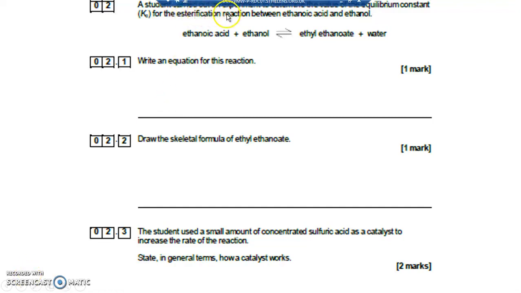Question 2, got an esterification reaction between ethanoic acid and ethanol to make ethyl ethanoate, an ester which has got a COO linkage in there and water. Write an equation, so CH3COOH, CH3CH2OH makes ethyl ethanoate, which is going to be CH3COO, CH2CH3 and water.